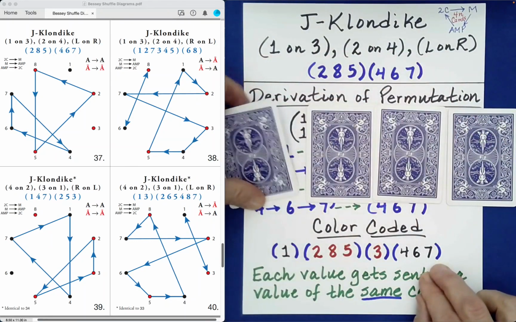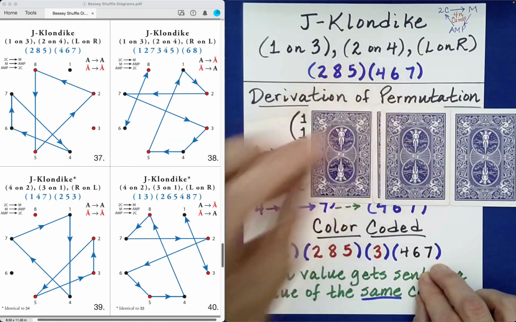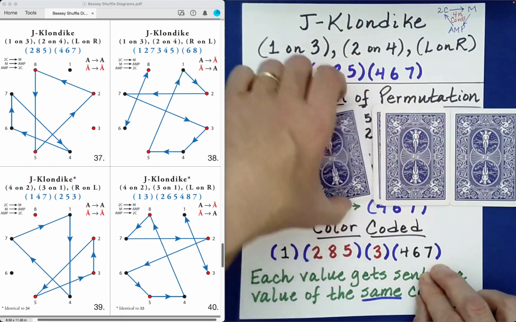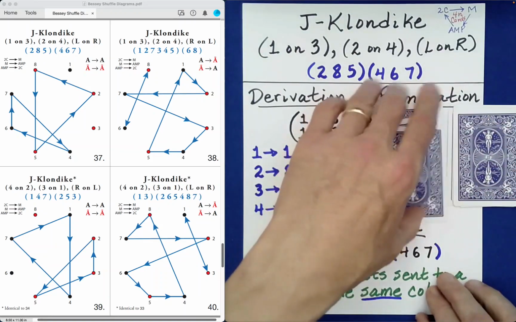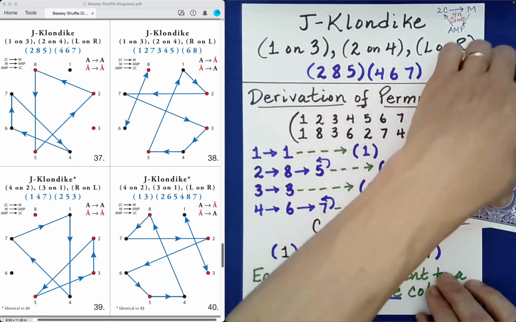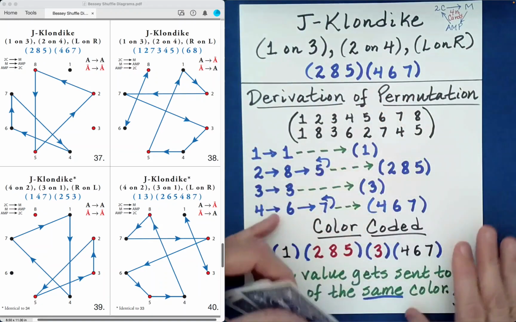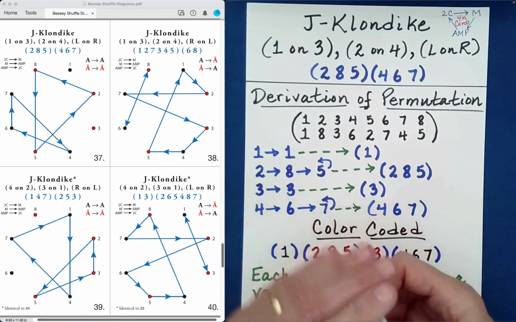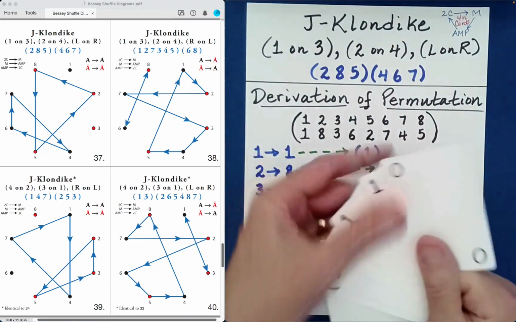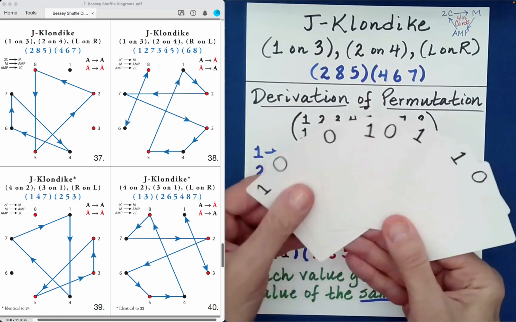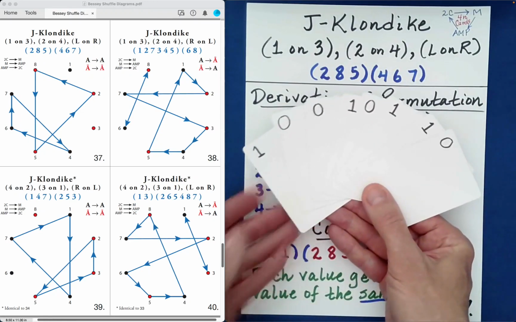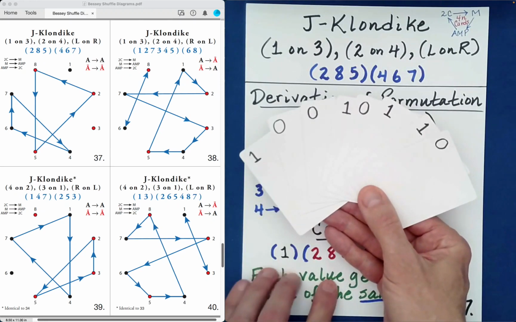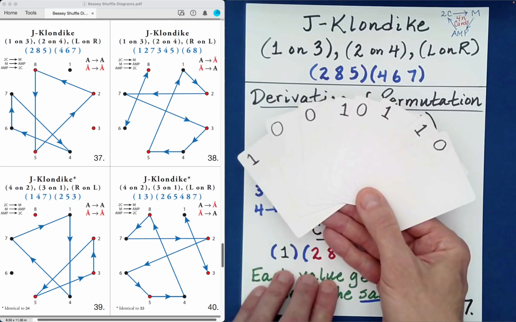So pile 1 goes on top of pile 3. Pile 2 goes on top of pile 4. And then we stack the left pile on top of the right. So what does that give us? Do we get back to the original Bessey sequence form 1, 0, 0, 1, 0, 1, 1, 0? And we do indeed.